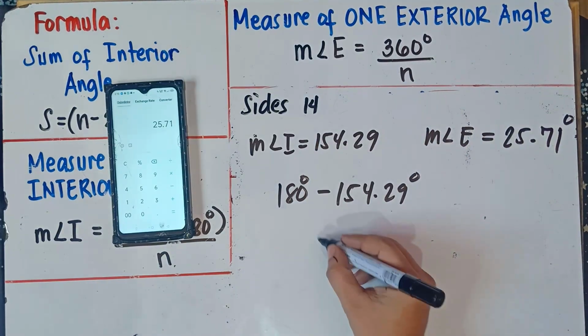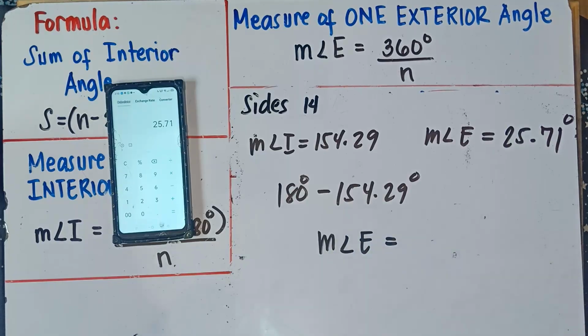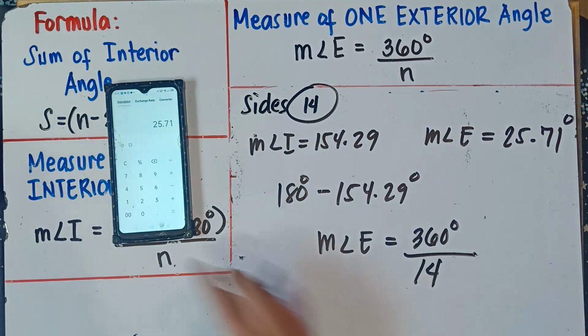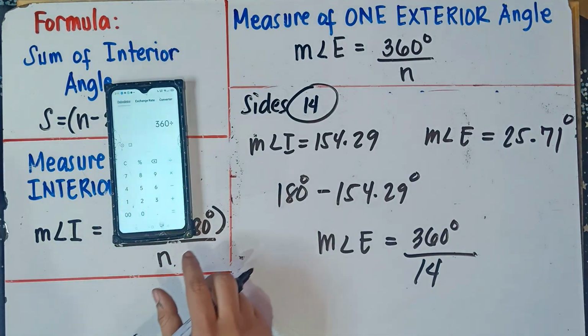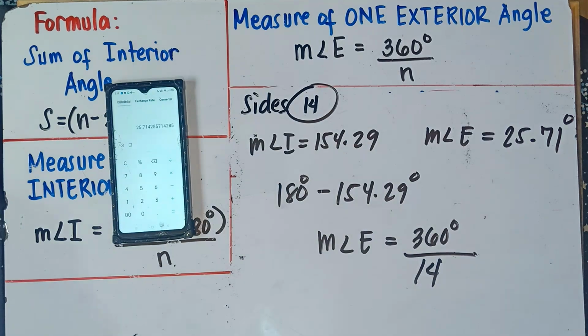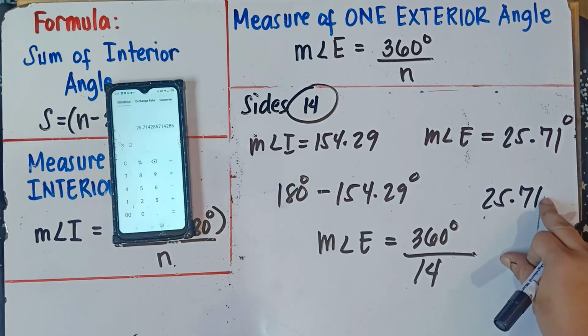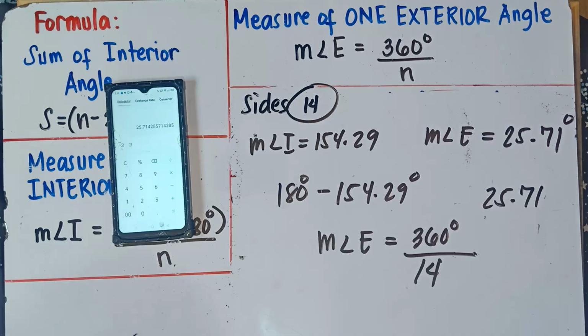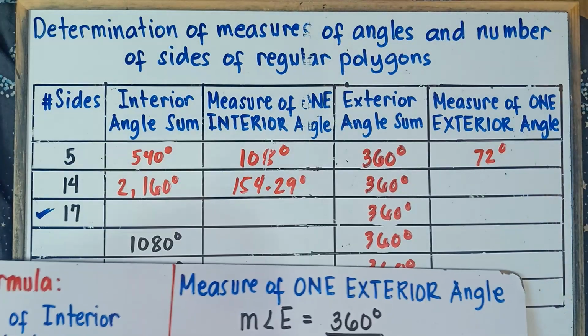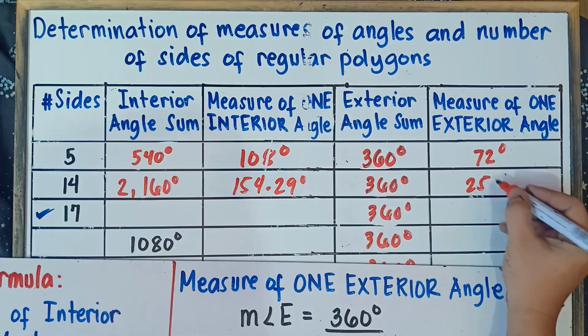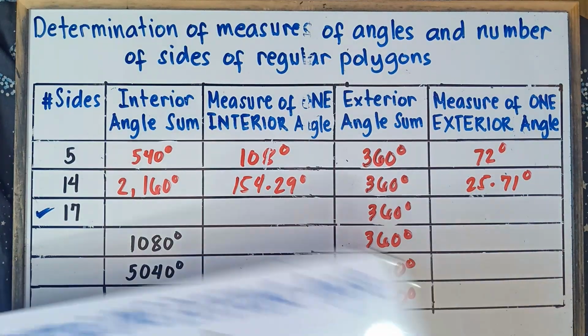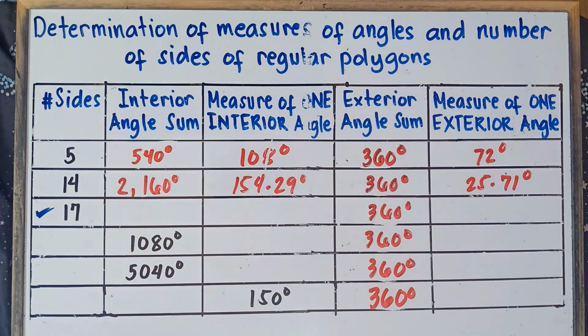So let's try that. The measure of one exterior angle is equal to 360 degrees divided by n, the number of sides, 14. So 360 divided by the number of sides 14. Yup, you will have the same answer, 25.714. Simply copy one, same answer, class. So for me, class, simply subtract the measure of interior angle from 180, and that would be your exterior angle. So 25.71 degrees. All set, class, for example number 2.